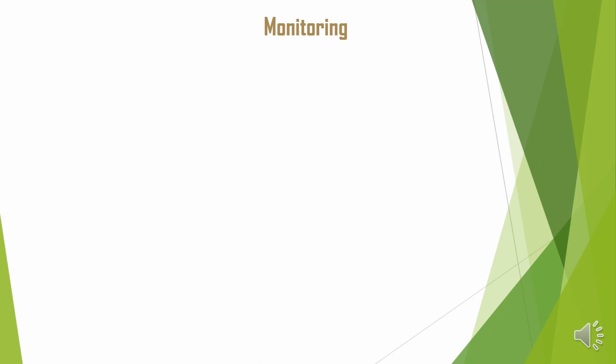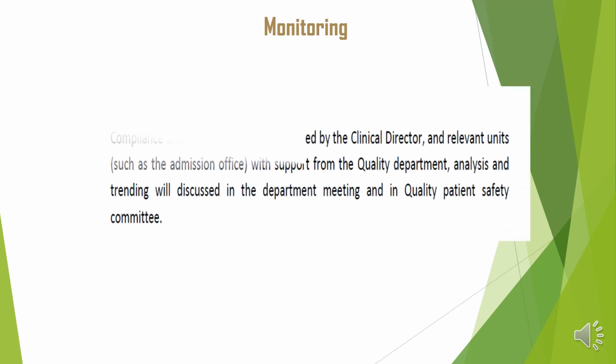How to monitor patient identification in your facility. Compliance with the policy will be monitored by the clinical director, the medical director of the hospital, and relevant units such as the admission office, with support from the quality department, especially the patient safety and risk management department. You have to do analysis and trending, with numbers by month. For example, this month we have no misidentification. This month we have two misidentifications. One was in that ward, and this one was in the OR.